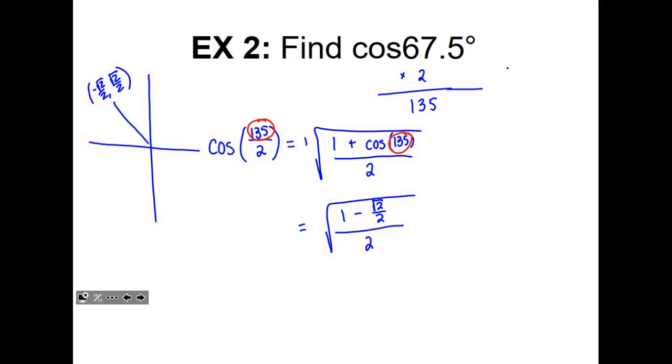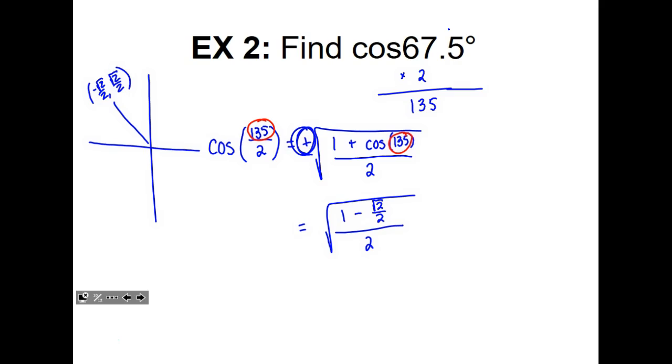And we should probably think of whether we need a positive or a negative. 67.5, is that in the first, second, third, or fourth quadrant? First quadrant, right? 135 is in our second quadrant, but the original angle they asked for is in the first quadrant. So we're going to have a positive here. We'll use that positive. So, right now, technically, you've got an answer, but it's probably not going to look like this if you've got multiple choice.